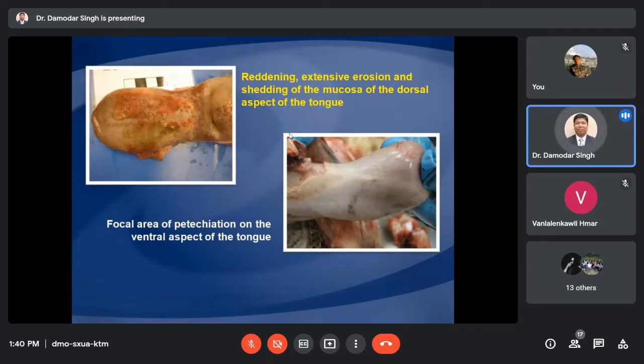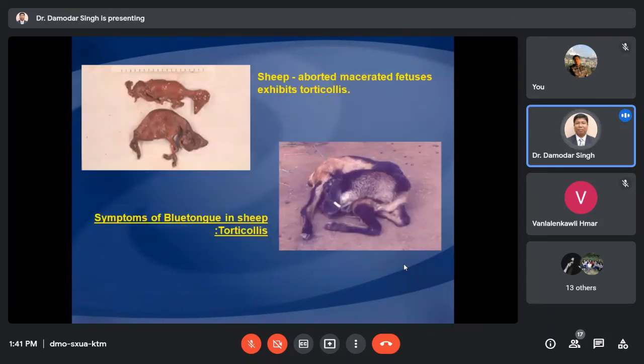Then if you examine the tongue properly, it may remain very reddened, hard and firm, showing extensive erosive lesions. The mucosa of the dorsal aspect of the tongue mostly shows extensive erosion and reddening, right? Sometimes some focal petechial hemorrhages may also be observed on the ventral aspect of the tongue, as I am showing here. Like this, pinpoint hemorrhagic lesions can also be observed on the ventral portion of the tongue.